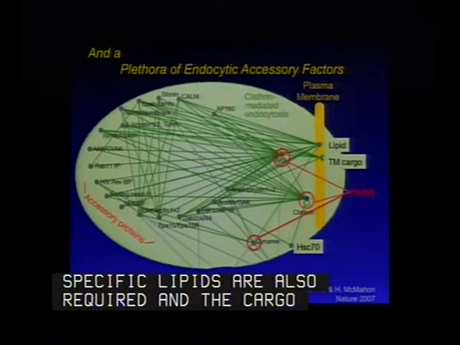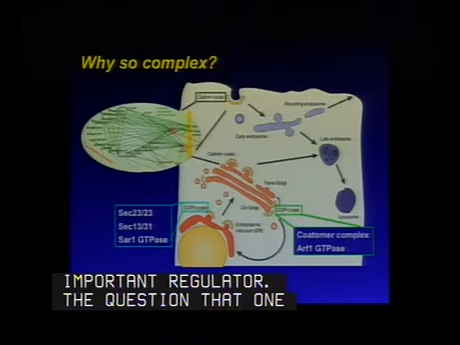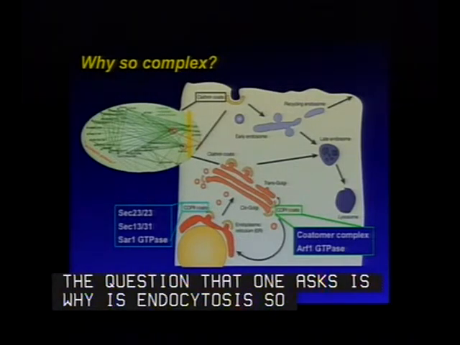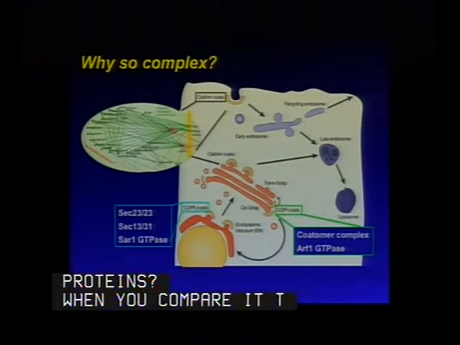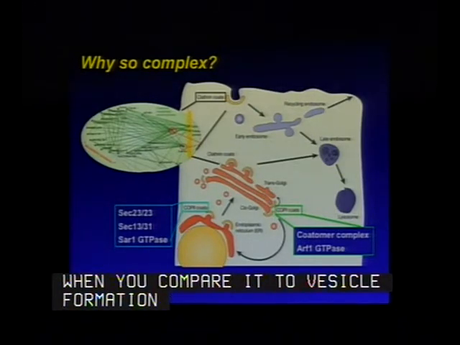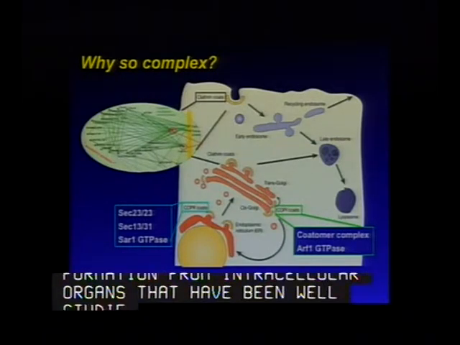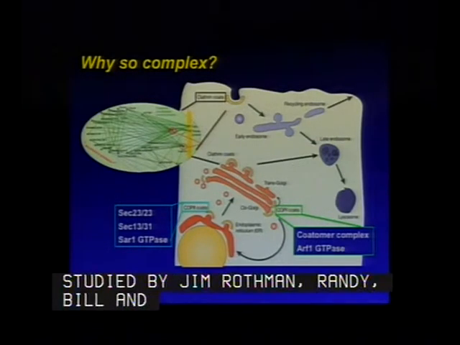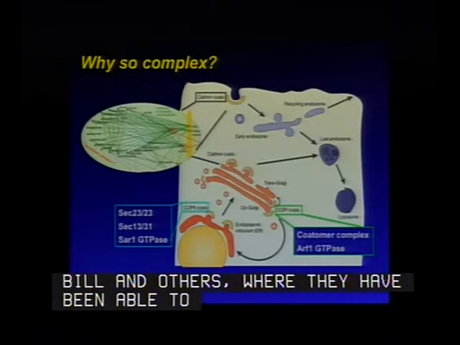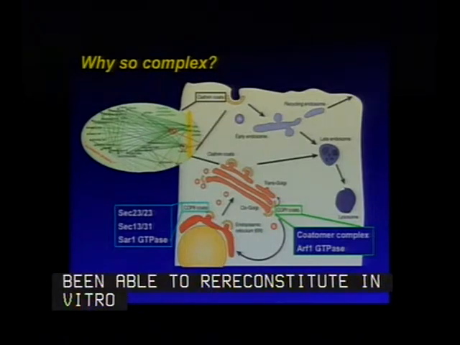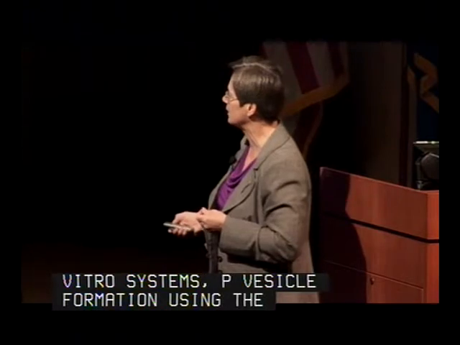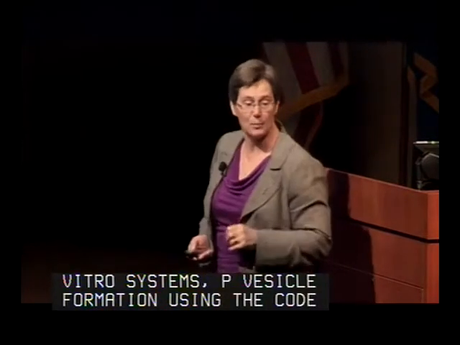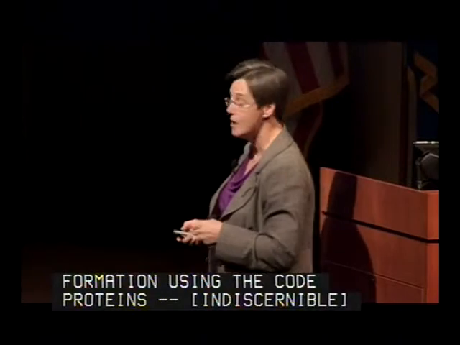The question that one asks is, why is endocytosis so complex? Why all this myriad of accessory proteins when you compare it to vesicle formation from intracellular organelles that have been well studied by Jim Rothman, Randy Schekman, Bill Balch, and others, where they have been able to reconstitute in vitro COPII or COPI vesicle formation using just the coat proteins, Sec13/31, or the coatomer complex, and the small GTPases, SAR or ARF.